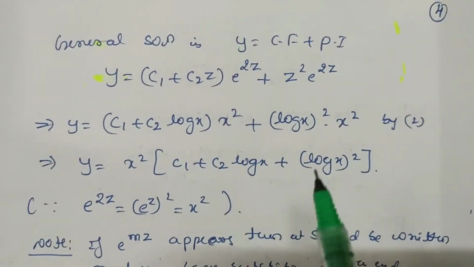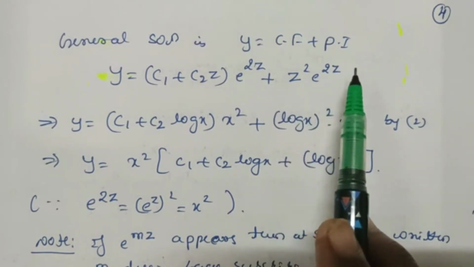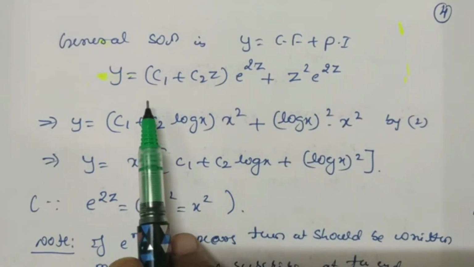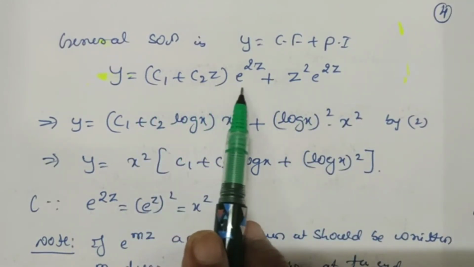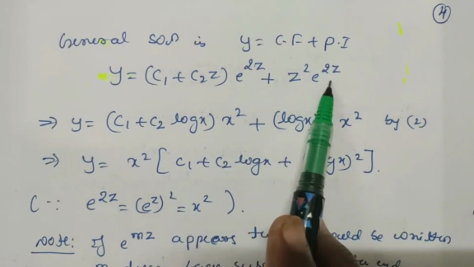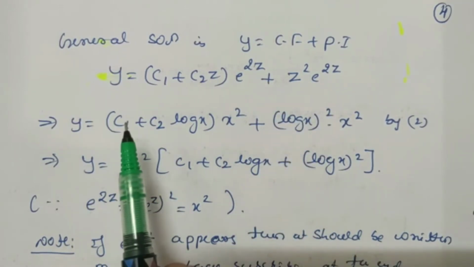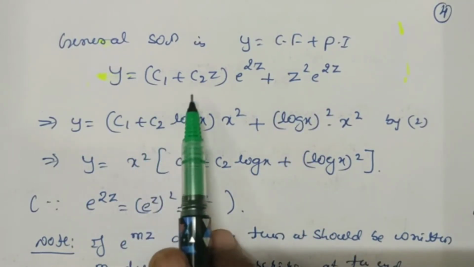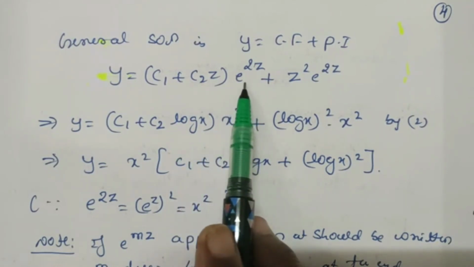Therefore its general solution is y equals complementary function plus particular integral. So the complementary function is (c1 + c2 z) e^(2z) + z² e^(2z). Now our equation is in terms of x, so you have to exclude this z and convert it in terms of x. So it is (c1 + c2 z), where z is log x, and e to the power of 2z.